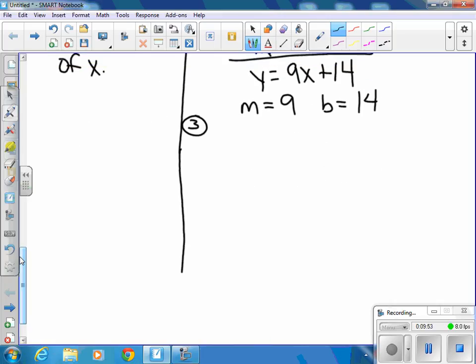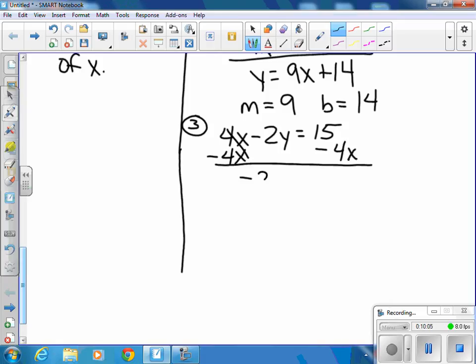Okay, so the next one is 4x minus 2y equals 15. Again, you want to solve for the y, so we're going to move the x first. Subtract your 4x to the other side. You have negative 2y equals negative 4x plus 15. Divide everybody by negative 2, and this is why it's important right now to divide everybody separately, because some things are going to simplify and others are not.